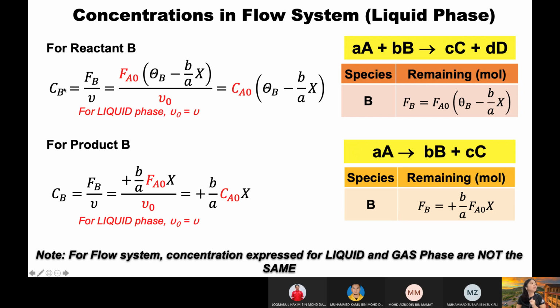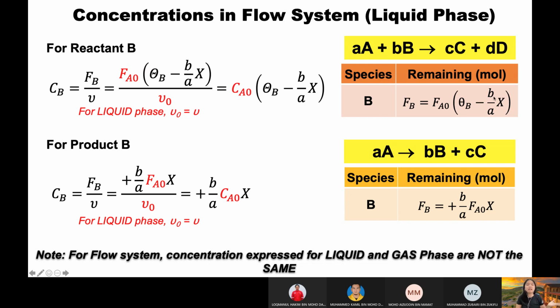So outlet concentration of B equals outlet molar flow rate of B over outlet volumetric flow rate. So kalau tadi CA equals FA divided by epsilon, kalau CB becomes equals FB over epsilon, still over outlet volumetric flow rate. Okay, then FB, remaining molar flow rate of B. Just look at the table.